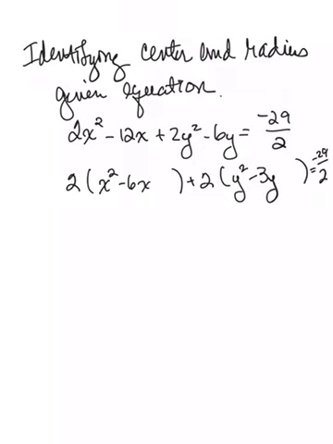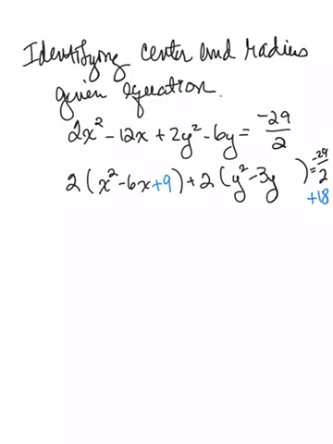What we're going to do is complete the square on each set. So half of 6 is 3, and 3 squared is 9. So I'm going to add 9, but since it's inside the parentheses, I'm technically adding 18. So I have to add 18 to the right.